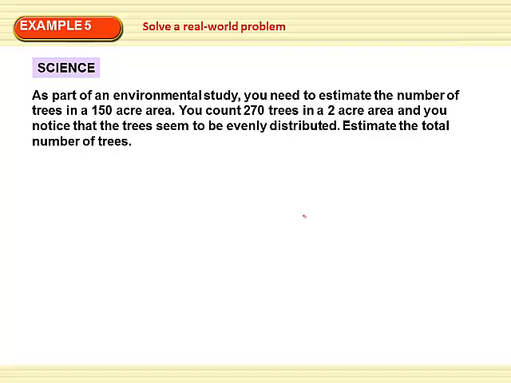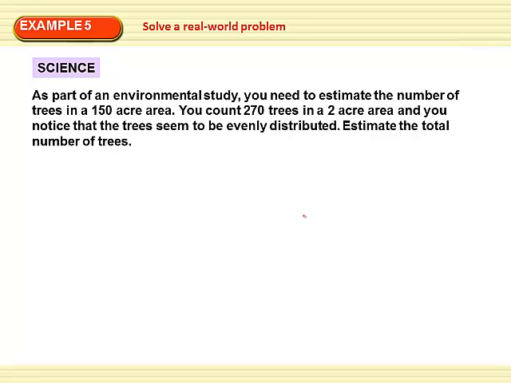Okay, so another example we have, as part of an environmental study, you need to estimate the number of trees in a 150-acre area. This is why proportions are so useful. You can use them to estimate what's going to happen in the future. So this is one example of doing it. You count 270 trees in a 2-acre area, and you notice that the trees seem to be evenly distributed. Estimate the total number of trees.